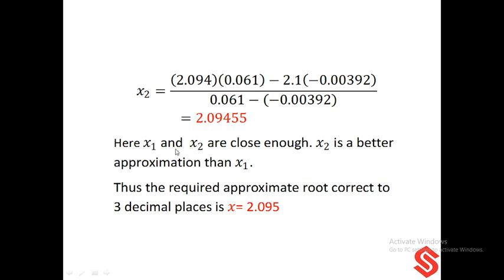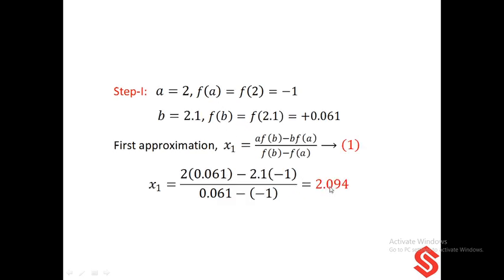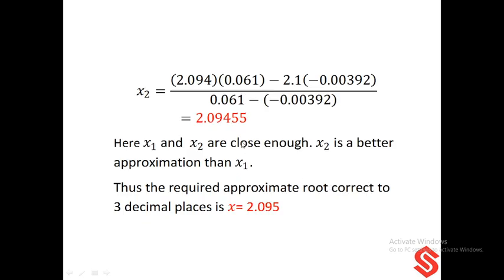So here x1 and x2 are close enough. X1 is 2.094, and now x2 is 2.09455. So then since they are close enough, x2 is better approximation than x1. Thus we can say the required approximate root correct to 3 decimal places is 2.095.